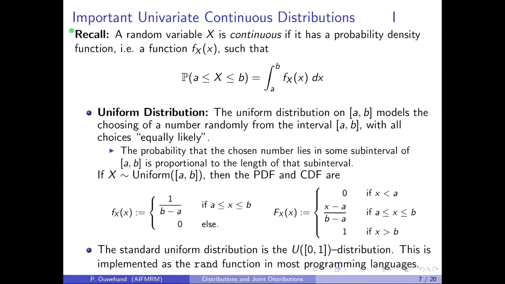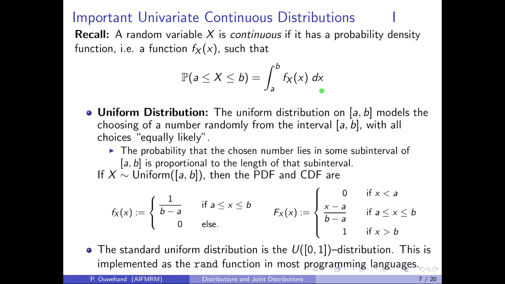Let's now have a look at some common univariate continuous distributions. Recall that a random variable X is said to be continuous if it has a probability density function, i.e. if and only if there is a function f sub X such that the probability that X lies between a and b is just the integral from a to b of the density function.